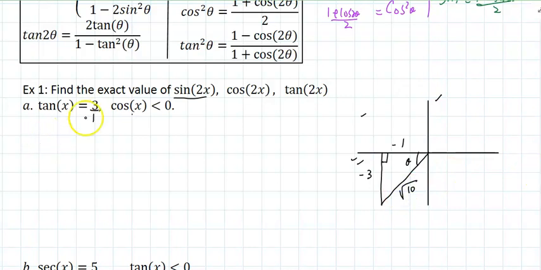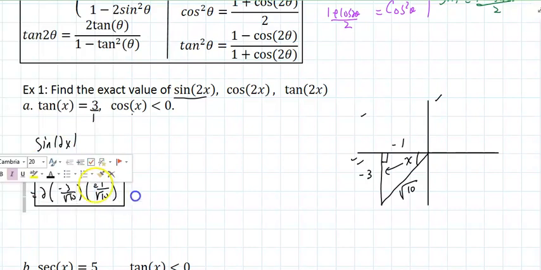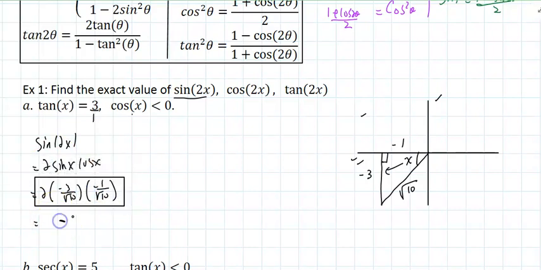If I want to know what the sine of 2x is, I'm so stuck on theta, the book goes back and forth. That is twice the sine of x cosine of x. That is twice. The sine is negative 3 over radical 10. And the cosine is negative 1 over radical 10. This is good enough for my test. For the back of the book. There it is.